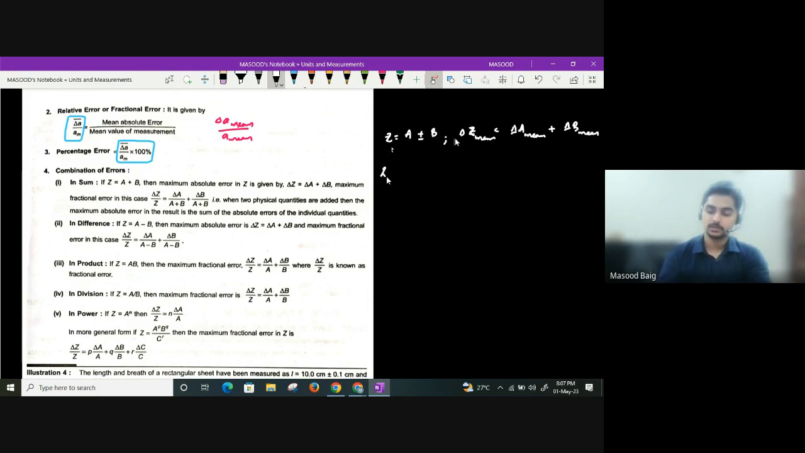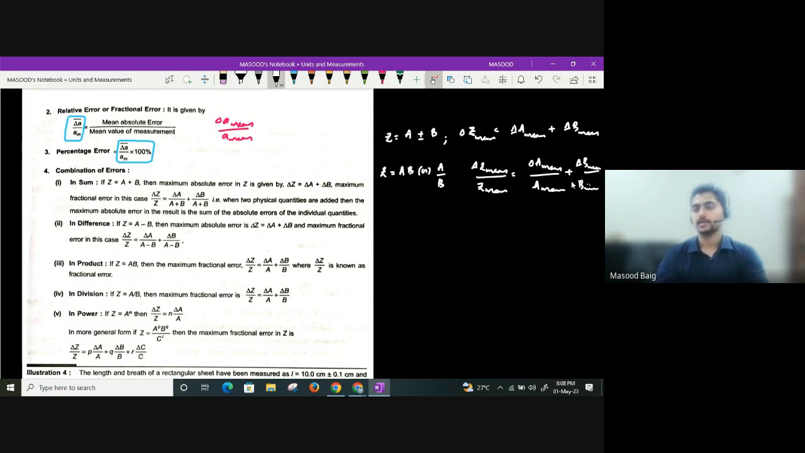In the same manner, when we represent it as a product or ratio of two quantities, then I will use relative error, guys. What is relative error? It is the ratio of mean absolute error to the mean value. What is relative error in A? Delta A mean divided by A mean. What is relative error in B? Delta B mean divided by B mean. And what will you do? You will simply add the errors, guys.